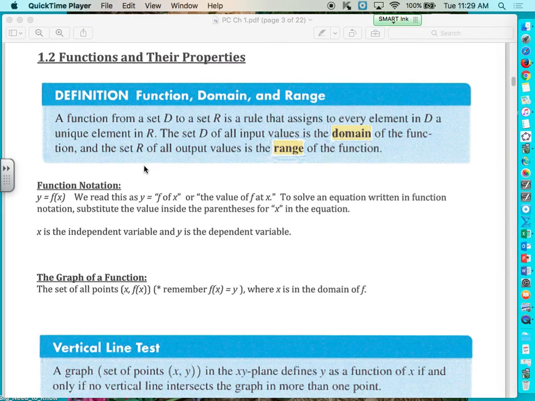All right, so find your notes for 1.2. We're going to go through, the video will follow right along with the notes there. You can fill them in as you go. So 1.2 is on functions and their properties. So you've seen a lot of this before already.